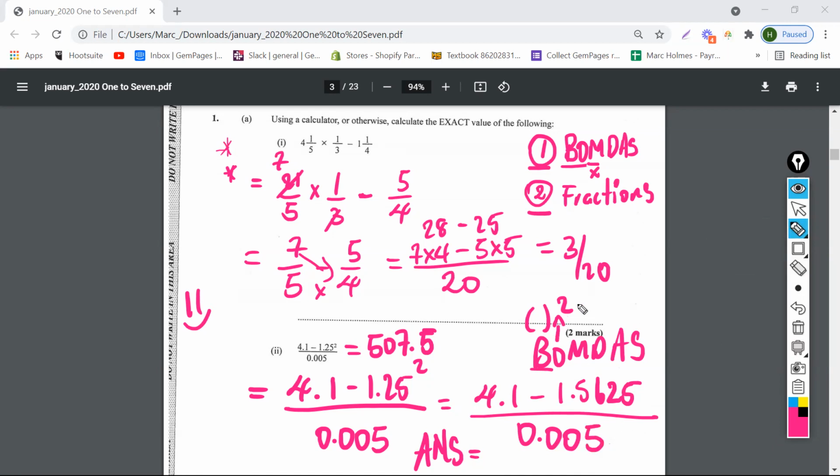So the main thing to remember, guys, the O in BOMDAS means exponents. So anything that you see that's squared, 2 squared, or 1.25 squared, you have to do that first. You have to do that right after you do your brackets. Cool. So in this question, we'll have to square it before we subtract. We can't really do anything else. And then we can subtract the 1.5625 from the 4.1 and then divide it by 0.005. And the answer should be 507.5. Cool.